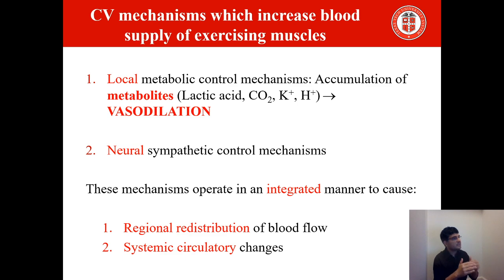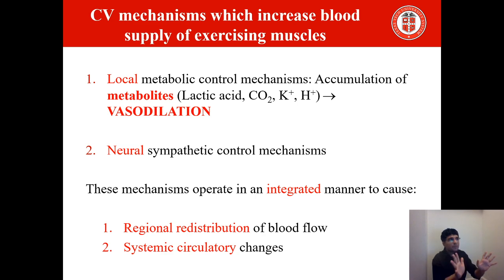The first one is the regional redistribution, which means that blood from the organs which are not utilizing blood during exercise, for example, our GIT, once we are not eating food, we don't need blood in the abdomen or in the stomach or in the intestine. So blood is directed from these organs to the exercising muscles, maybe from the skin, maybe from the non-exercising areas of the body, and then there are systemic circulatory changes, which again we'll discuss in the next slide.